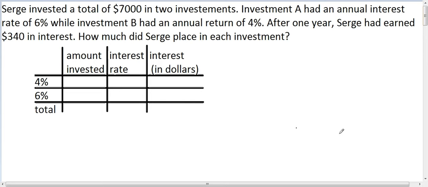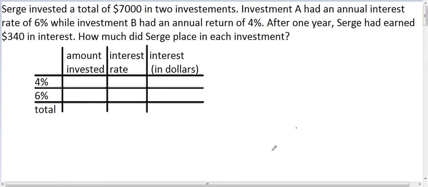The formula for calculating interest is I equals PRT, where I is the interest, P the principal, R the interest rate, and T the time the money was deposited or borrowed. In some word problems, we are asked to use this equation to find the amount invested. As in some of the previous word problems, we can use the table to organize the given information. Let's take a look at the example.